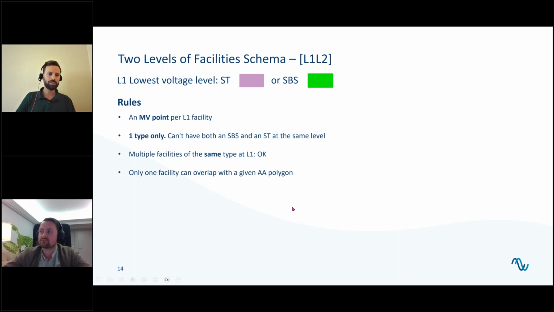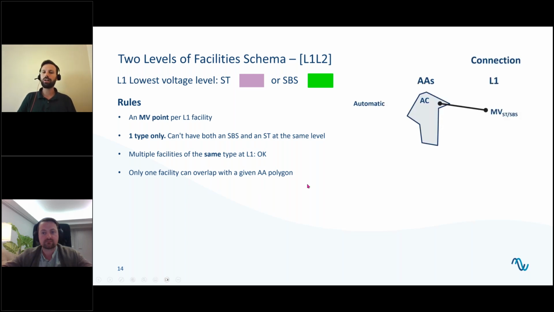What are the main rules? We need, this is super important, we need to put an MV point per each L1 facility, because that's the way with which PV Design understands that that facility belongs to level 1. You can only have one type of facility at level 1, meaning you cannot mix SBS and ST polygon. You can, of course, have more than one facility at this level, but only one can overlap with a given AA polygon.